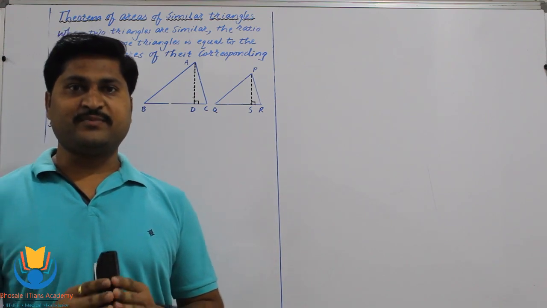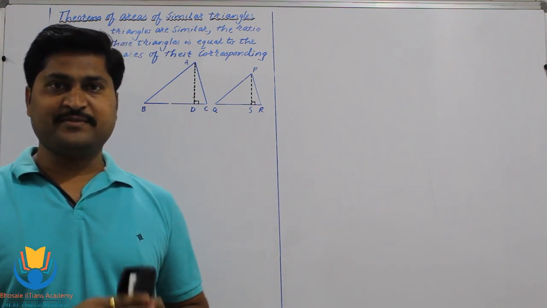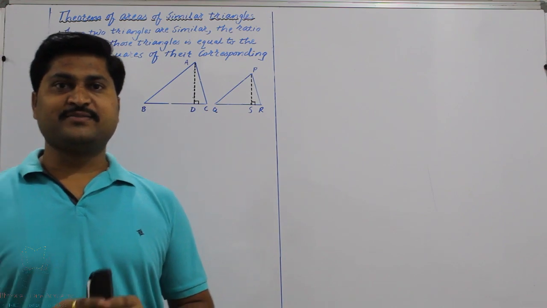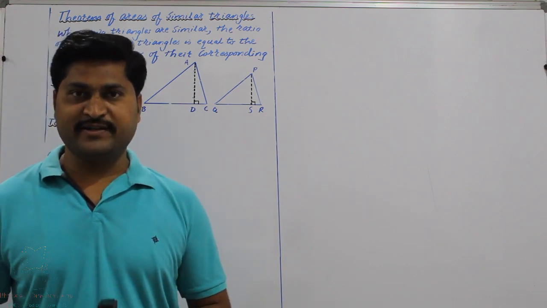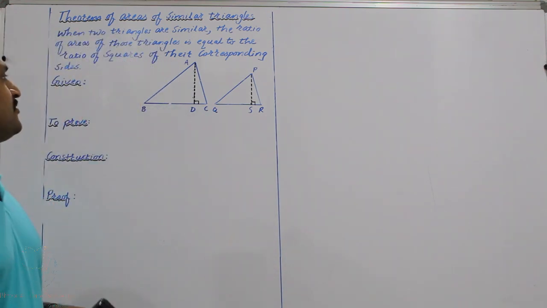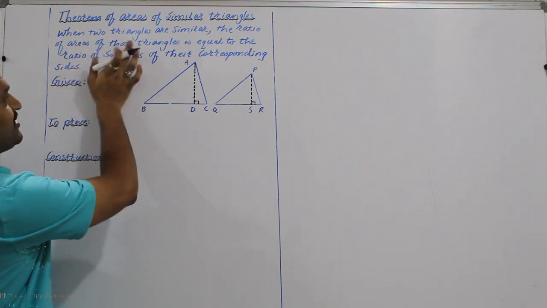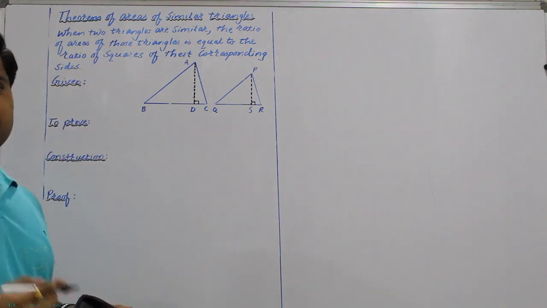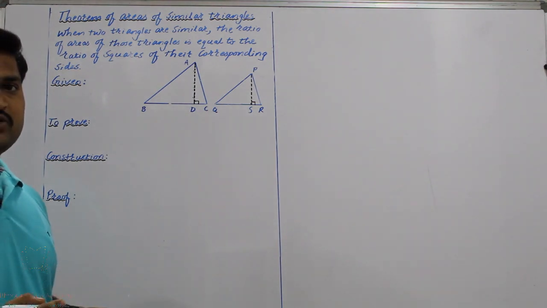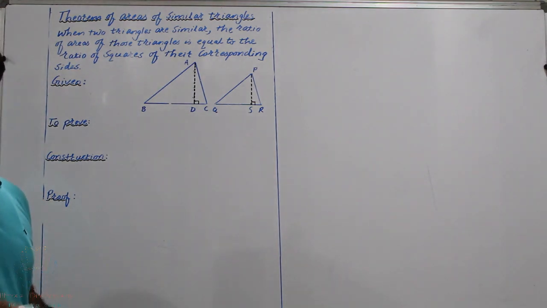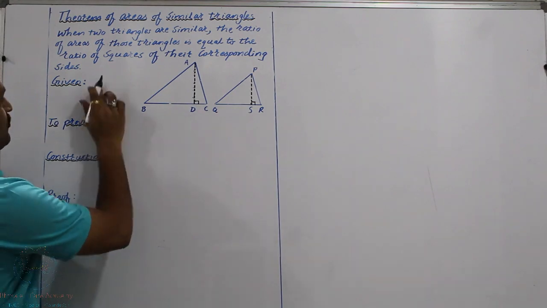Today we are going to start practice set 1.4 of this similarity. Before we start this practice set, we have to study one theorem, that is the theorem of areas of similar triangles. Look at this statement. When two triangles are similar, the ratio of areas of those triangles is equal to the ratio of squares of their corresponding sides.